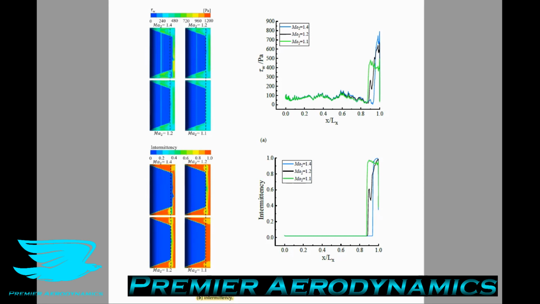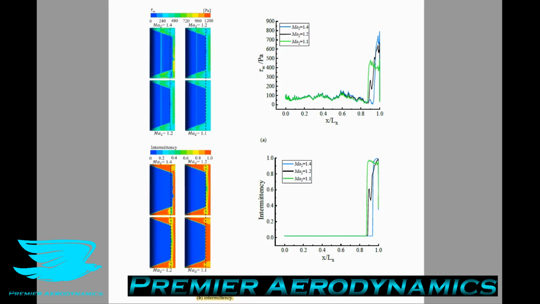As the Mach number increases further to 1.4, the transition location moves back even more to 94% of the chord. So it's almost at the trailing edge now. So almost the entire airfoil is under laminar flow now. Furthermore, the shear stress in the laminar area remained constant, while the wall shear stress in the turbulent part increased with increasing Mach number.